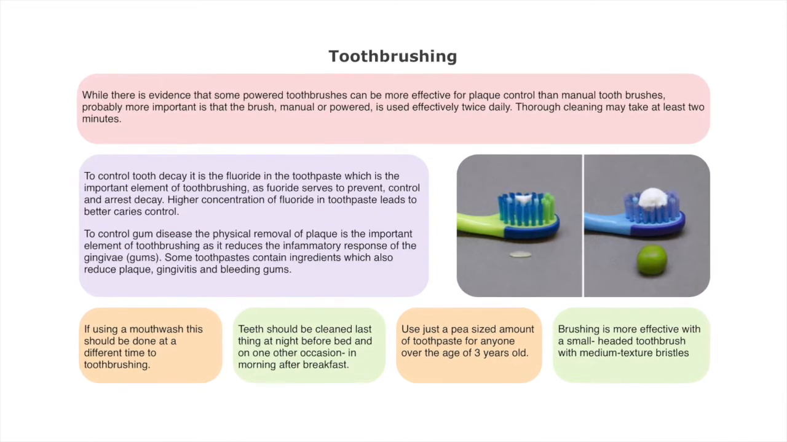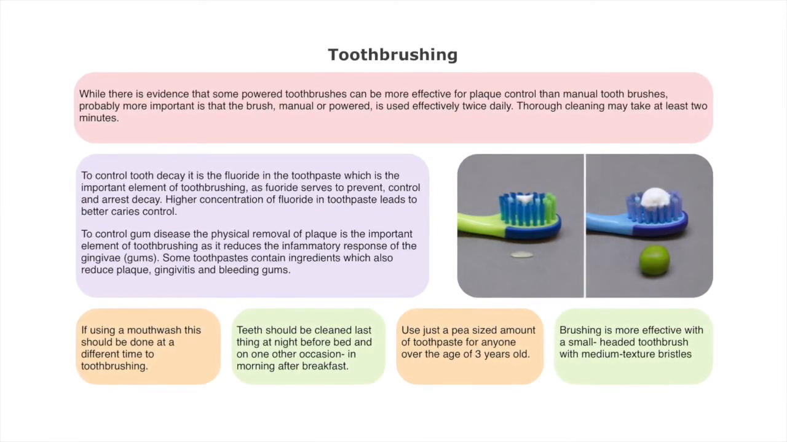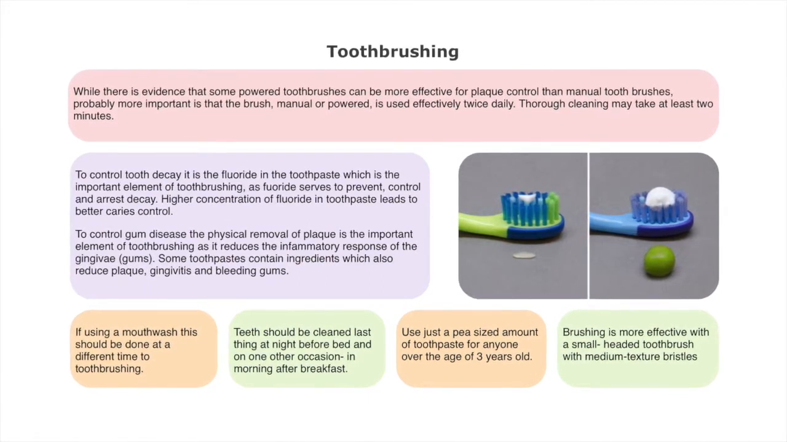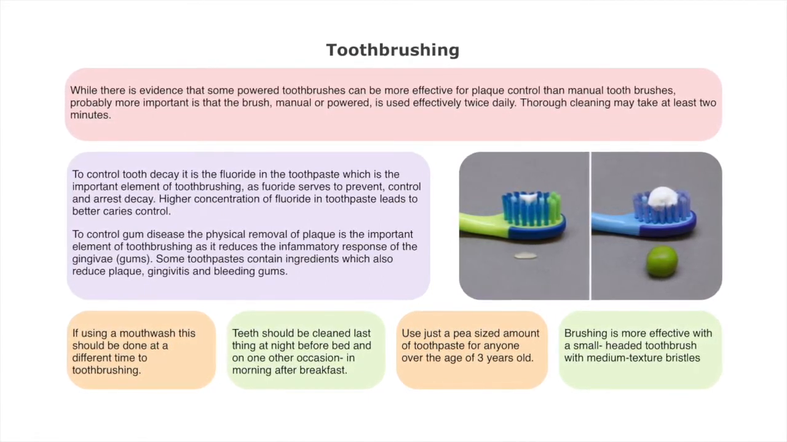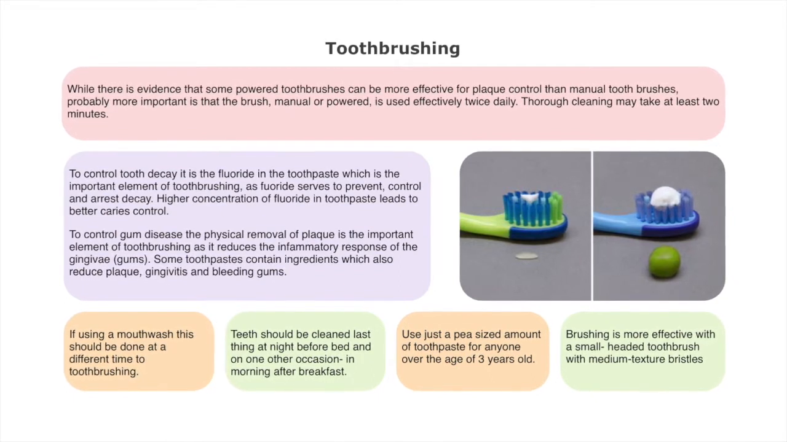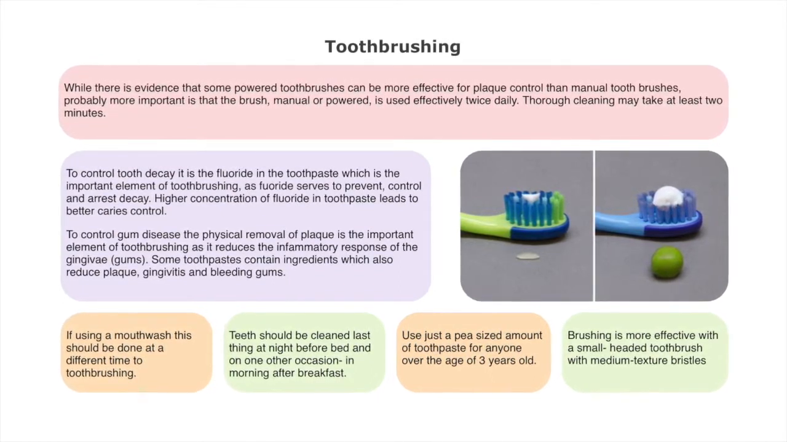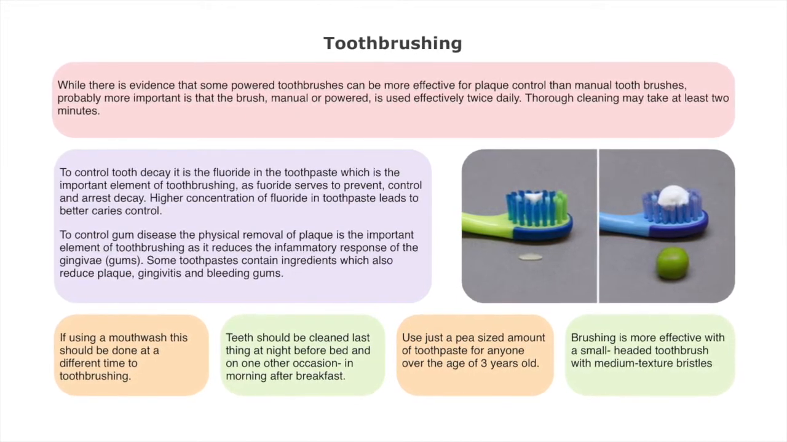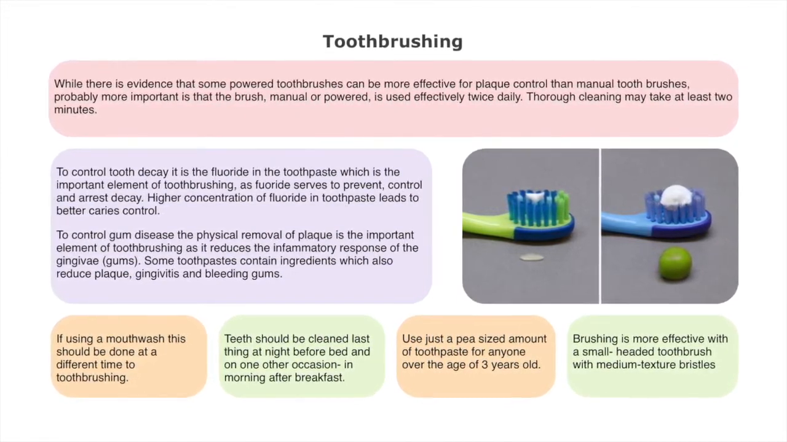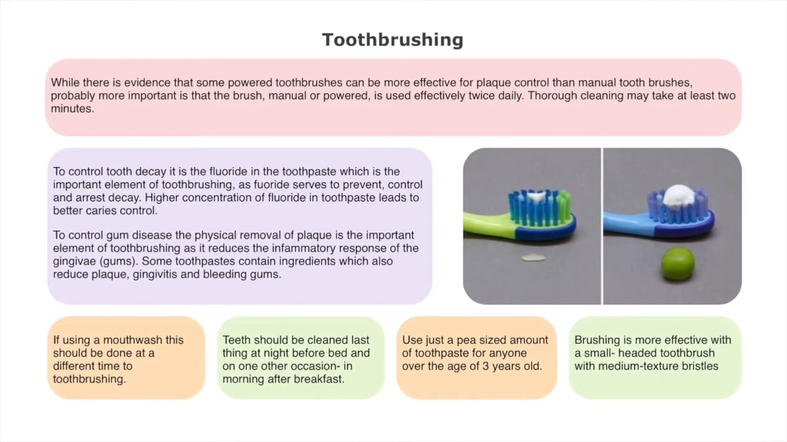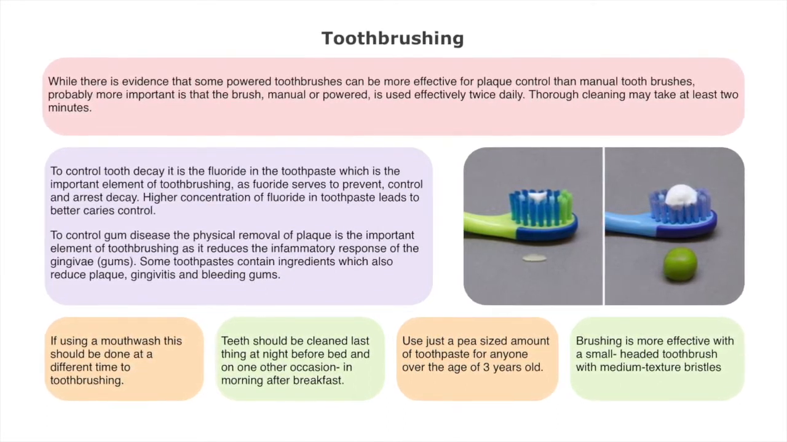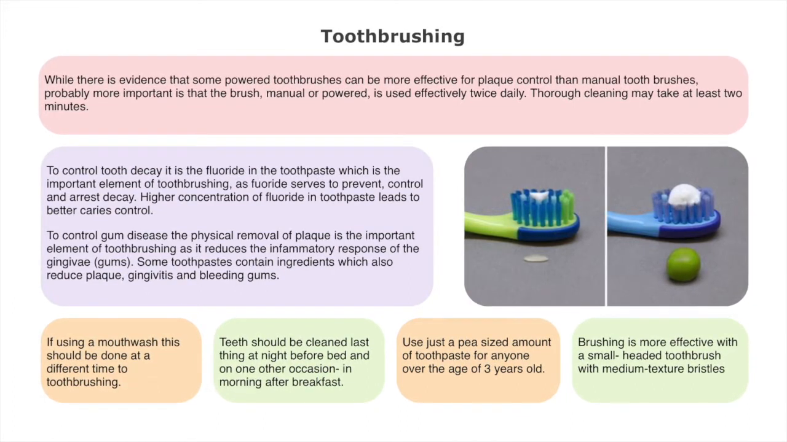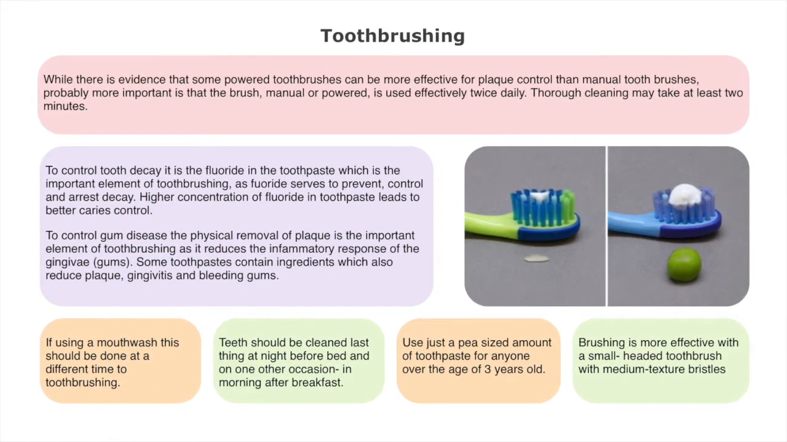Fluoride helps to prevent and reduce the risk of tooth decay. Everyone over the age of 3 should use a pea-sized amount. To control gum disease, it's the mechanical action of brushing for effective plaque removal that is important. Some toothpastes contain ingredients that help to reduce plaque, gingivitis and bleeding gums. Mouthwashes should be used at a separate time to toothbrushing, and mouths should not be rinsed out after brushing. We should spit the excess toothpaste out. The fluoride needs to stay on our teeth.